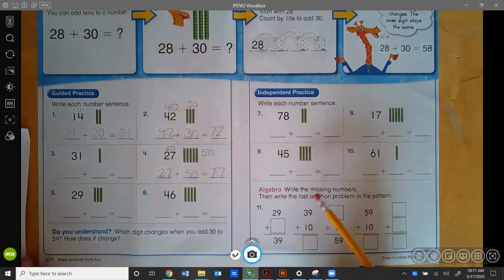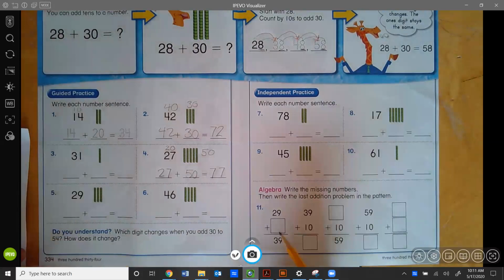For the algebra, it says write the missing numbers and then write the last addition problem in the pattern. Okay, so you're looking here like it says 29 plus blank equals 39. Okay, well, how many 10s do they have to add to 29 to get to 39? Same thing here, 39 plus 10. Okay, if I'm adding 1 10 to 39, what's my sum going to be? And then so on and so forth, okay?